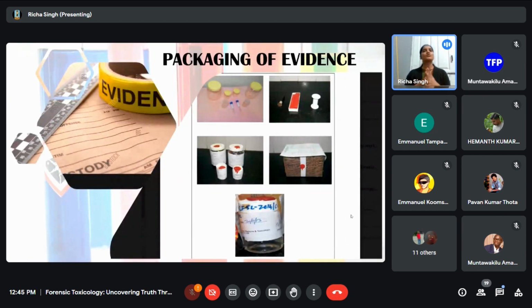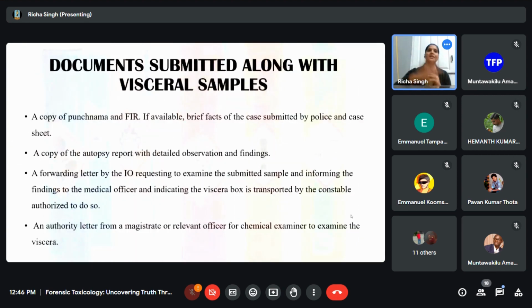Now, how exactly do we do the packaging of all these evidences? So basically, we use wide mouth glass bottles, which have a capacity of some 1 to 2 liters for the collection. And then we seal it properly, write all the details, whatever has been asked, like the FIR number, the case number, the name, the age, the gender, all the basic details should be present there. We seal it properly and then we send the sample for the analysis to the forensic science laboratory.